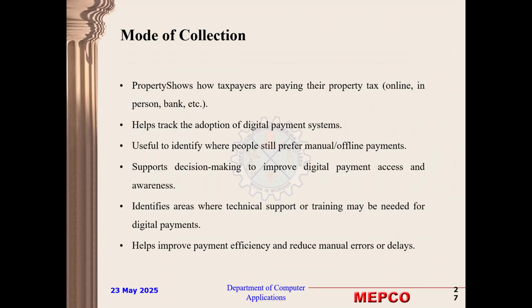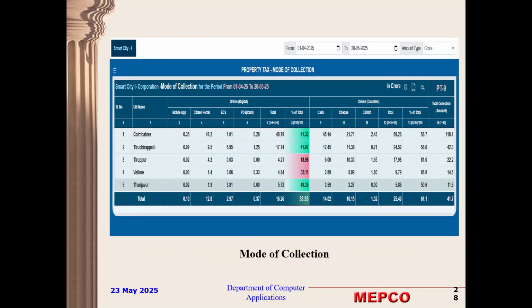This is mode of collection. Here the fund allocated by the government to the assessment is then collected by some mode of collection. It helps to track the adoption of digital payment systems and identify areas where technical support or training may be needed for digital payments. This is the screenshot of the mode of collection. Here, Coimbatore district has many options like cash, cheques, drafts, and so on.